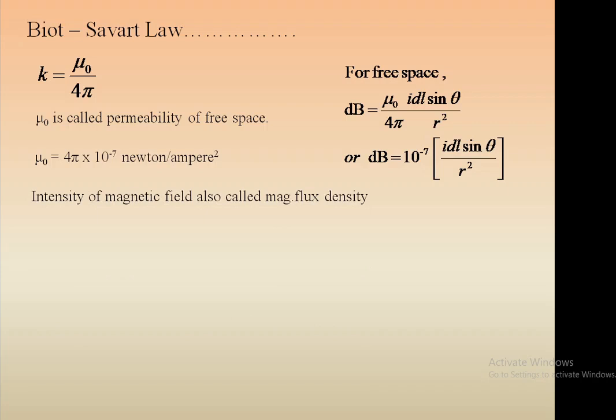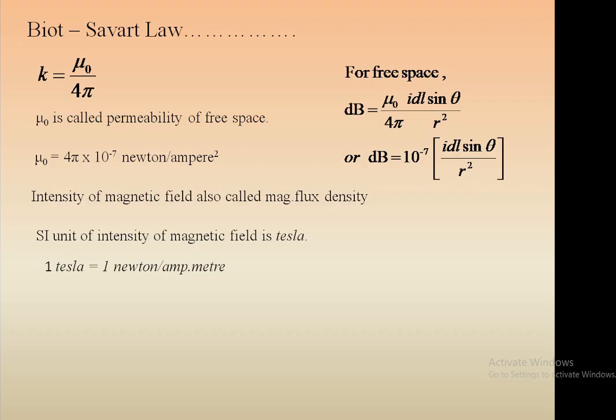Here dB is the magnetic field, that is, the intensity of the magnetic field. It is also called magnetic flux density. What is the unit of the magnetic flux density or the intensity of the magnetic field? The SI unit of intensity of magnetic field is Tesla. We can also express 1 Tesla as equal to 1 Newton per ampere meter.